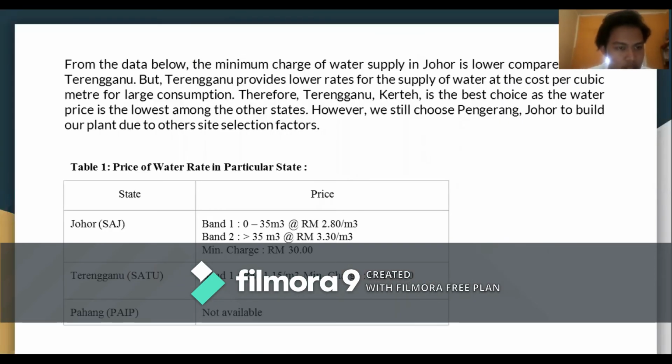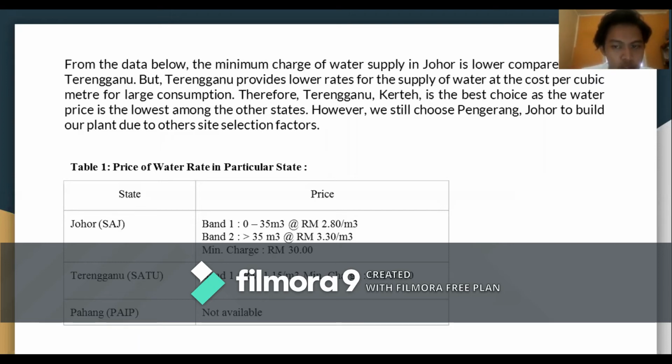Next, there is a table that shows the price of water rates in particular states. From the data below, the minimum charge of water supply in Johor is lower compared to Terengganu, but Terengganu provides lower rates for the supply of water at the cost per cubic meter for large consumption. Therefore, Kerteh, Terengganu is the best choice as the water price is the lowest among the other states.